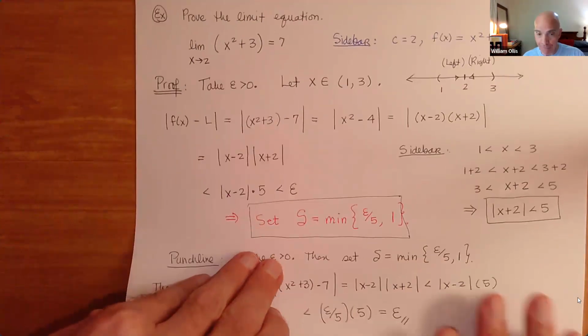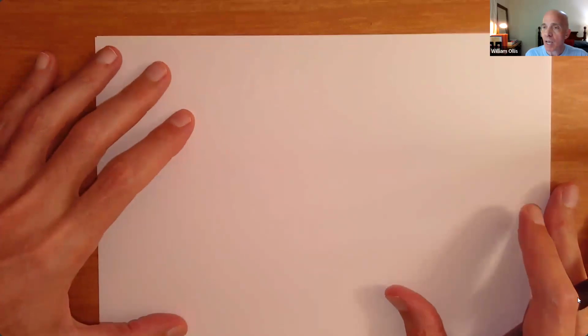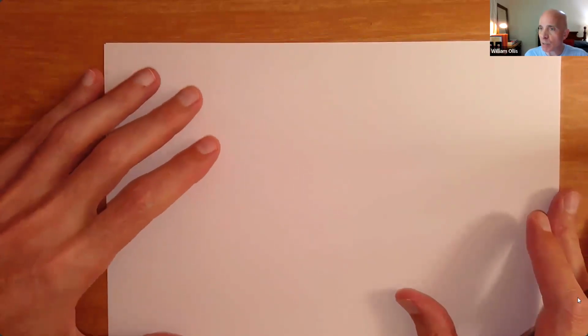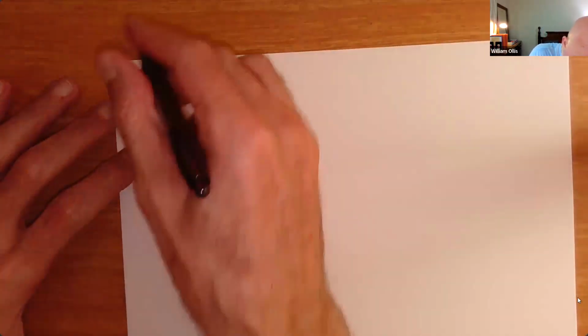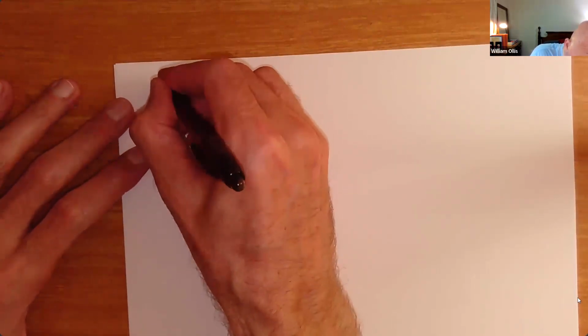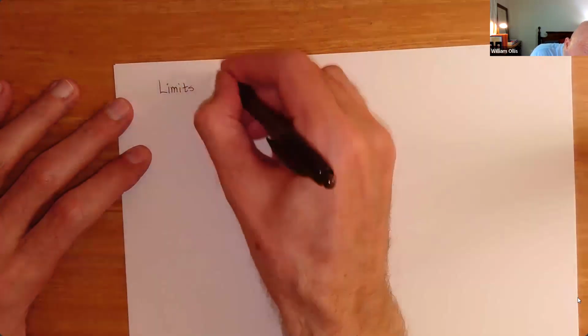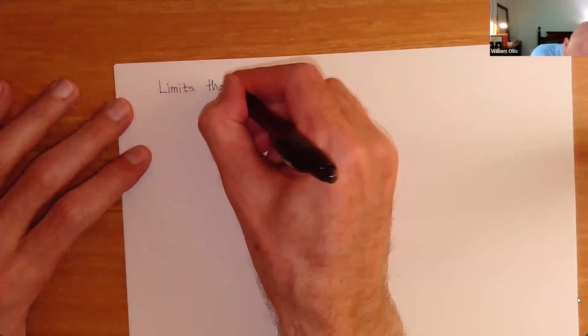Now, one thing I want to talk about, because as we get into the next section, we're going to focus on how the limit definition gives us very nice theorems to compute limits. But I want to just say a few things about limits that don't exist. So let's just look at some of these. We'll just say limits that do not exist.